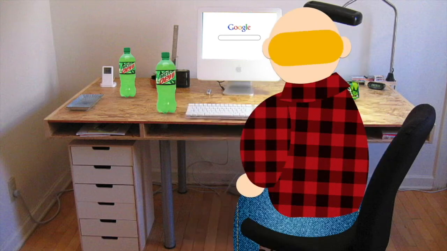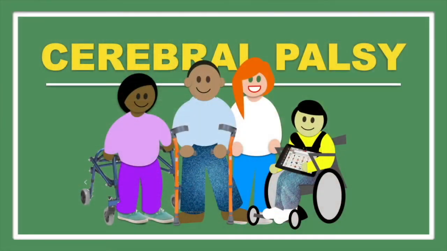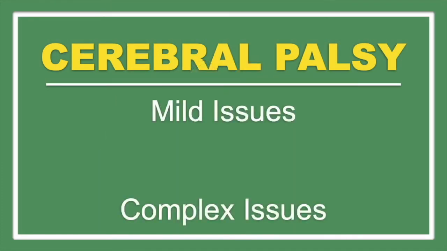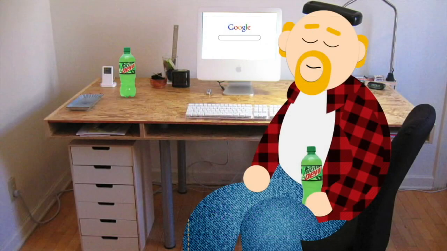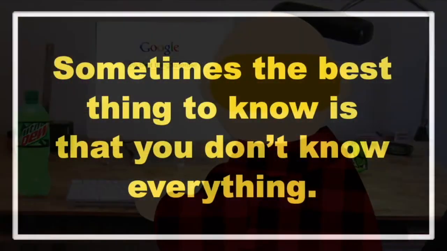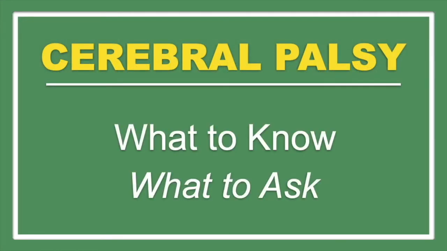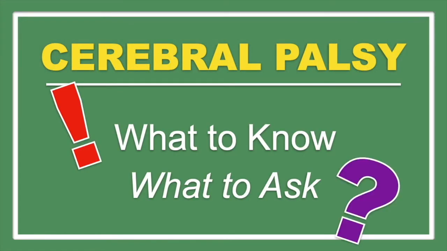maybe it's more about what you ask. Cerebral palsy is the most common physical disability in childhood, yet no two cases are the same. In fact, there's a very wide range of how the condition presents, anywhere from mild issues to complex issues and everything in between. So this means that no matter how much you learn, you're never going to find one right answer about what is best. But that's okay, because sometimes the best thing to know is that you don't know everything. Serving students who have cerebral palsy: what to know, what to ask.